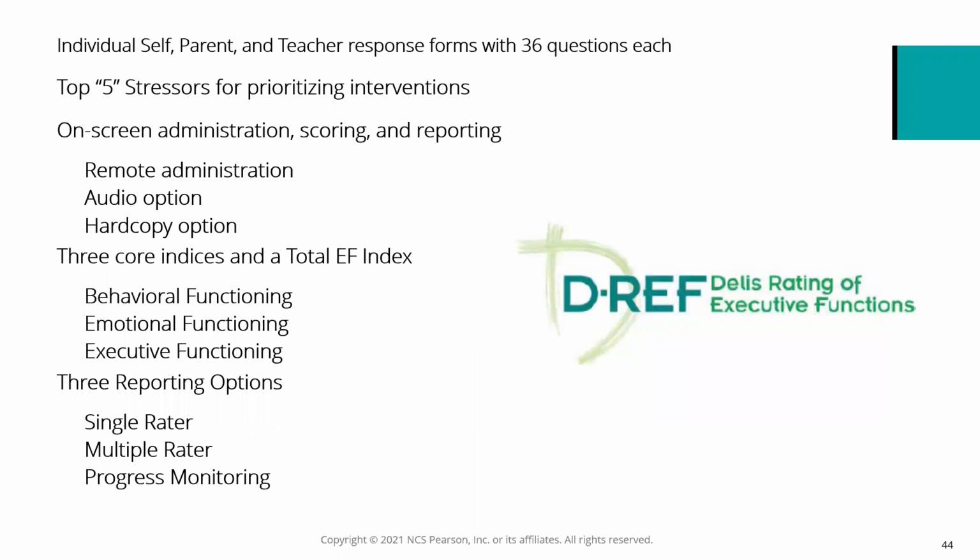And then lastly, in terms of the behavior rating forms for ADHD, the DREF is another measure of executive functions that's also included in your DAL subscription. There are 3 core indexes and a total composite score for behavioral, emotional, and cognitive functioning. And then there's 4 second level index scores identifying patterns of clinically relevant symptoms.